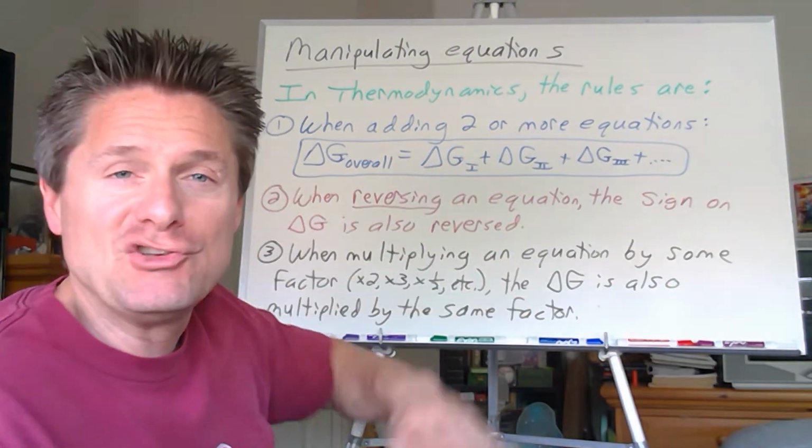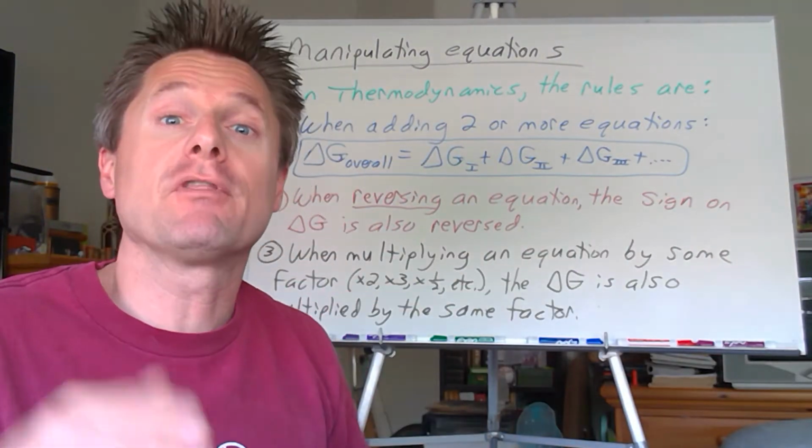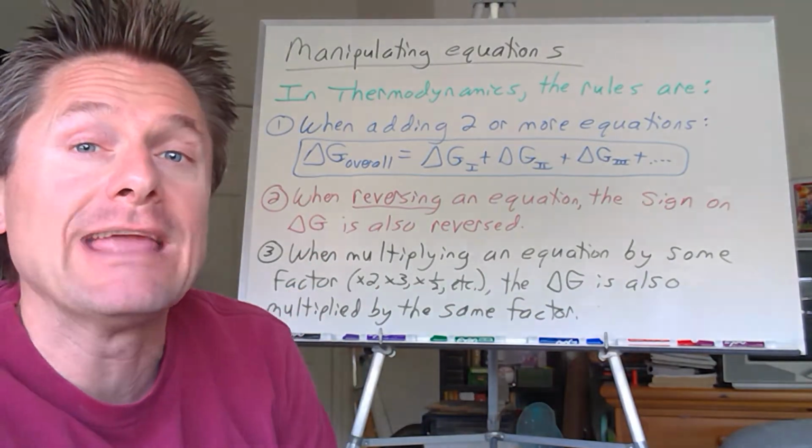It will be the delta G for the first reaction plus the delta G for the second reaction plus the delta G for the third, and on and on. However many equations you are combining, you're going to add those together.